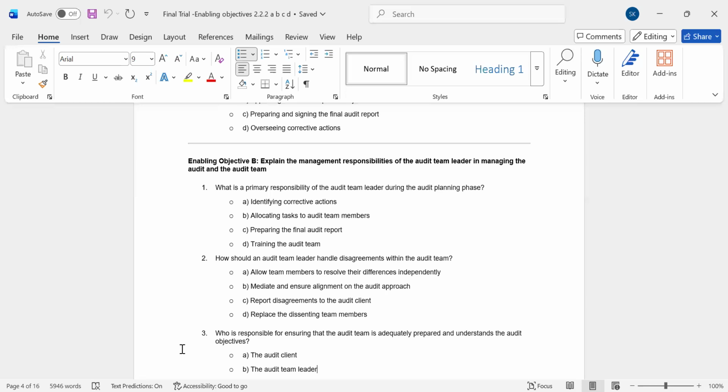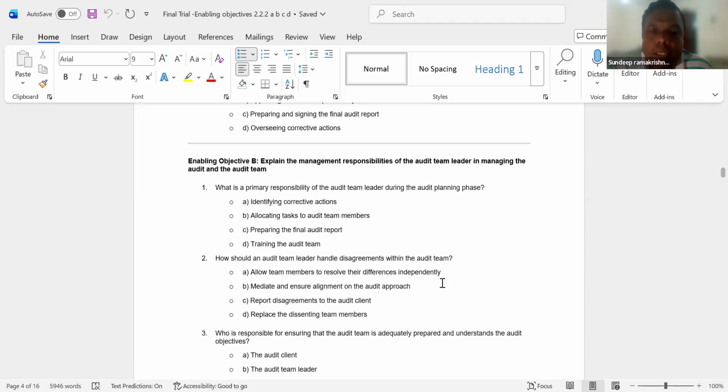What is the primary responsibility of the audit team leader during the audit planning phase? B, sir. Yeah, right answer. Anybody else? Any other answers?